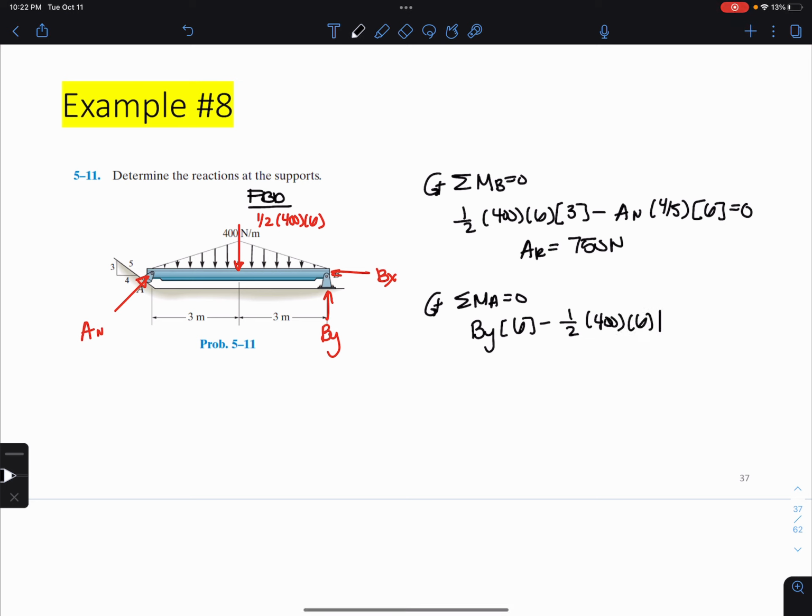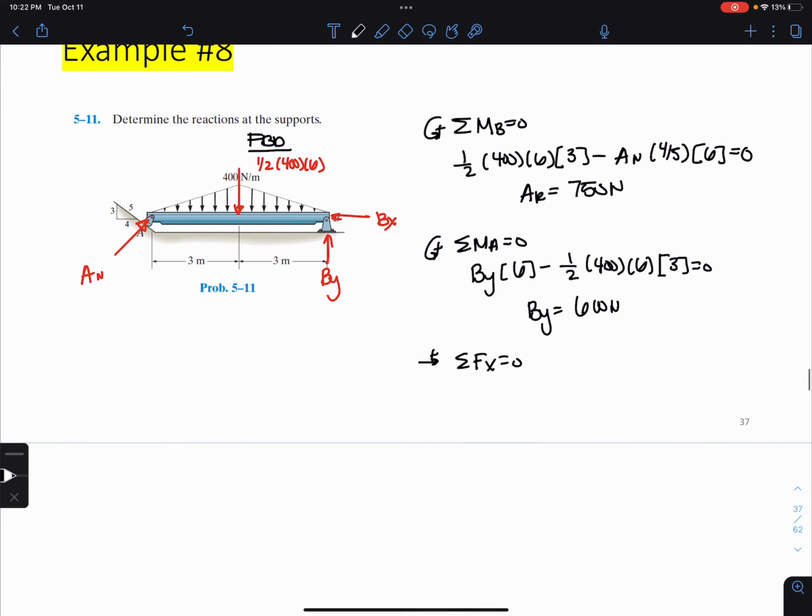And then a moment arm of 3, and we get By is 600 newtons. And then to solve for our last, Bx, we can sum forces in the x direction, and we get the 750 A normal, which is the 3/5 component, minus Bx equals 0, and we get Bx is equal to 450 newtons.